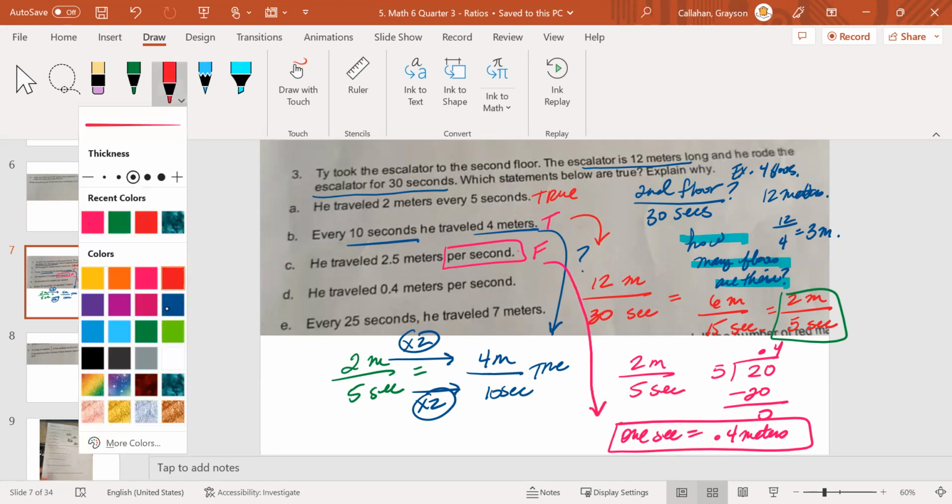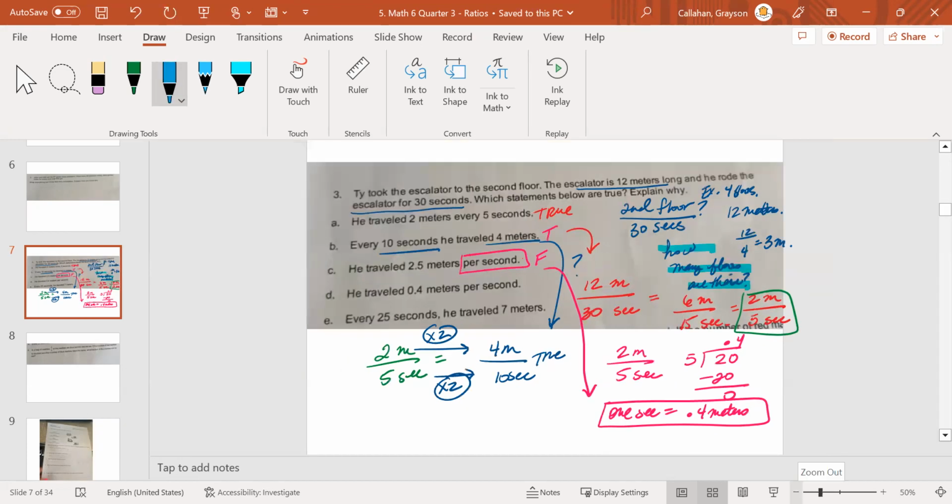Let's go on to D. He traveled 0.4 meters per second. Is that correct? 0.4 meters per second? It is right here, 1 second over 0.4 meters. That's what we just found, isn't it? Or 0.4 meters per 1 second. So that is true. Okay.